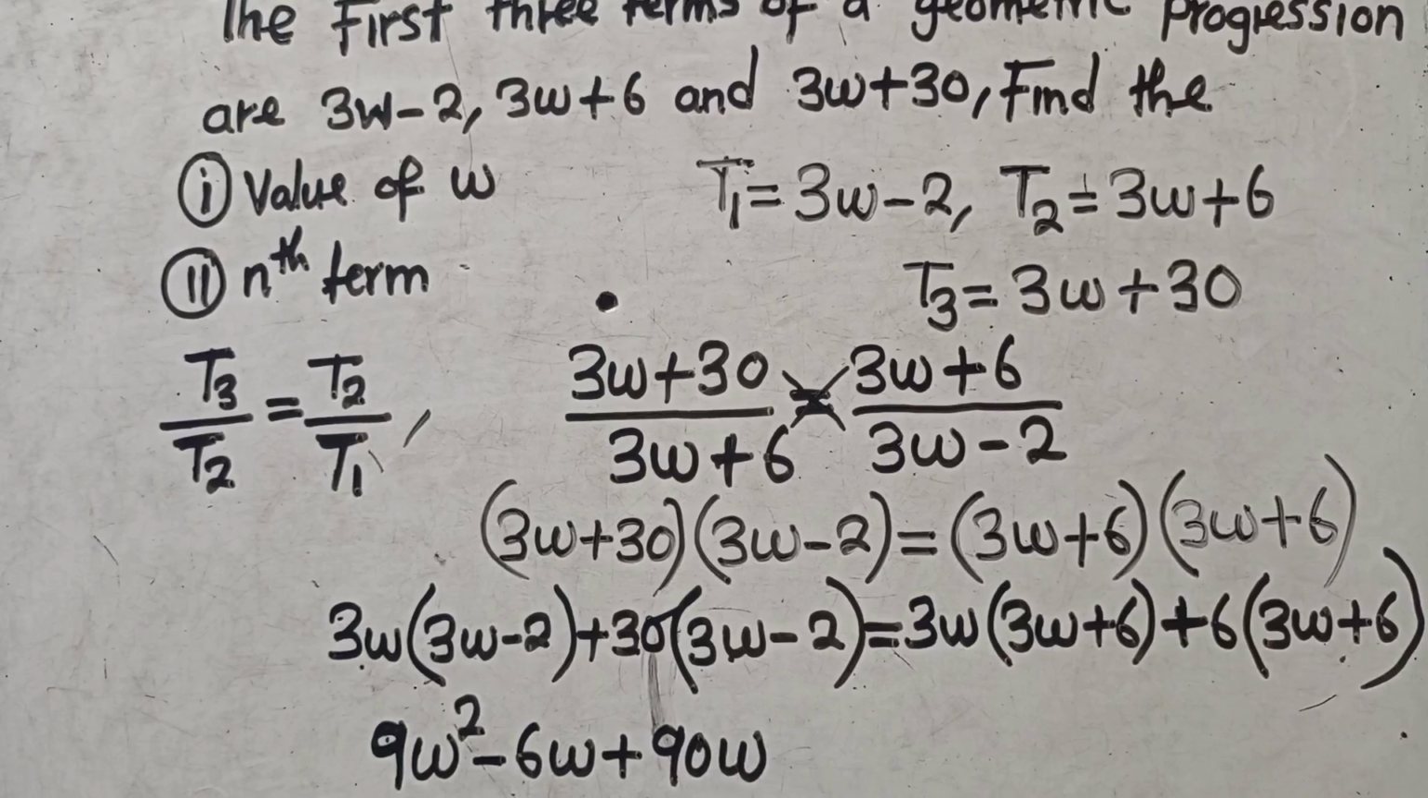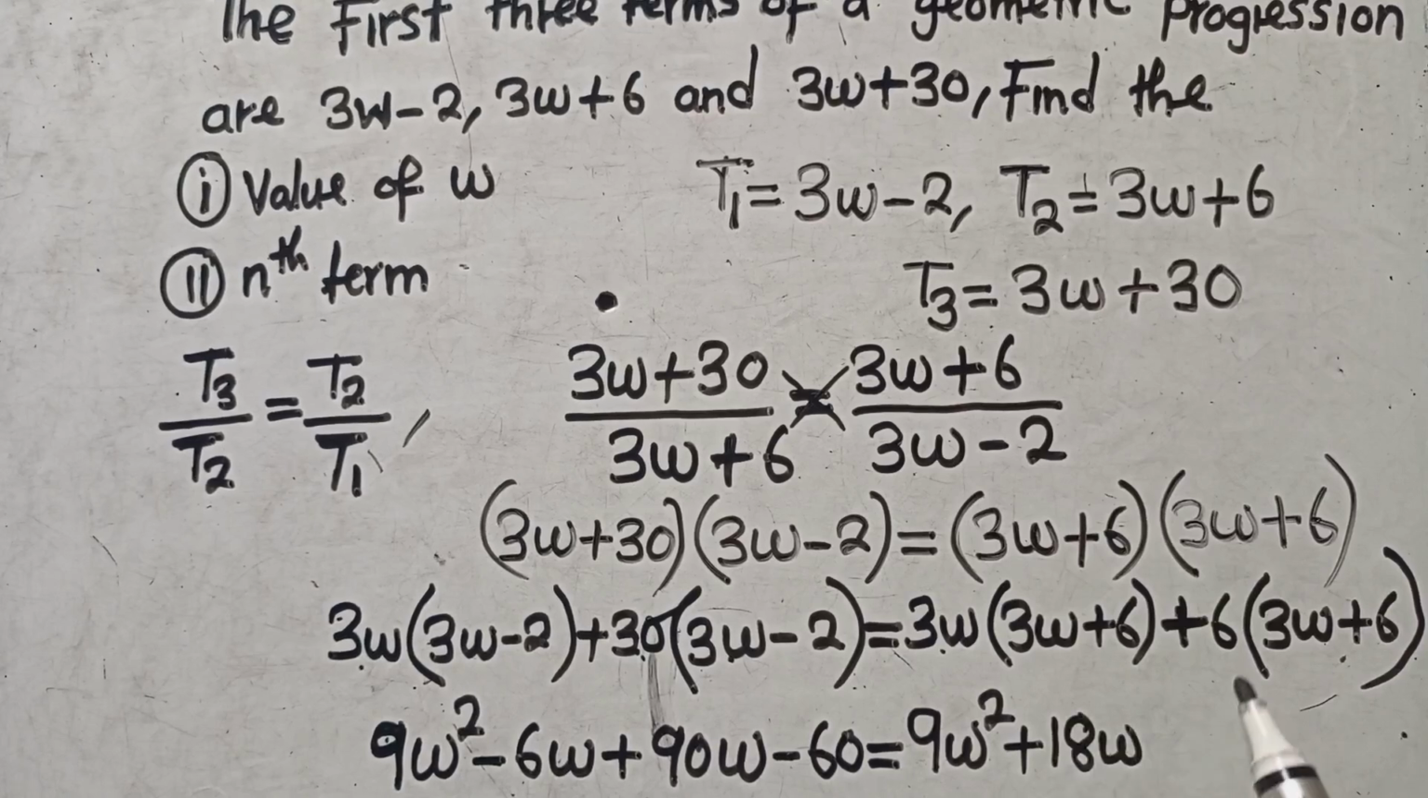Then I say 30 times negative 2, that is minus 60. I hope you are able to follow me clearly. 3w times 3w, that is 9w squared. 3w times 6, that is plus 18w. 6 times 3w, same one, that is 18w, then plus 6 times 6, that is 36.